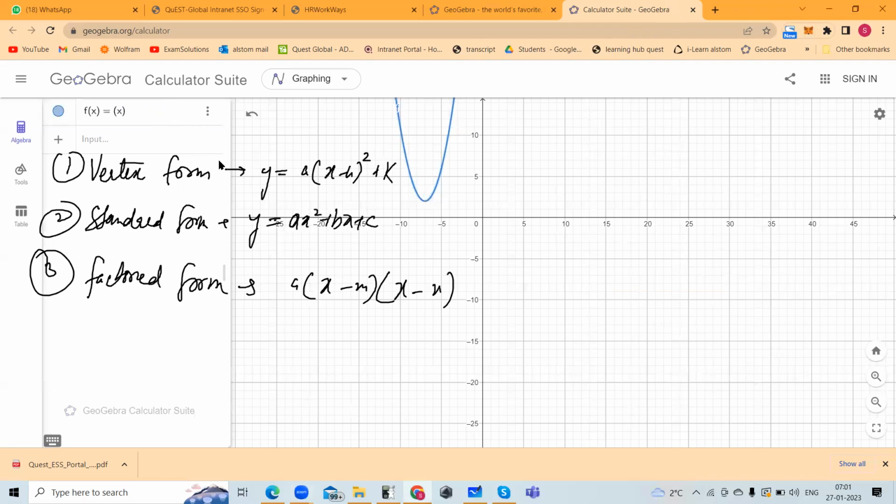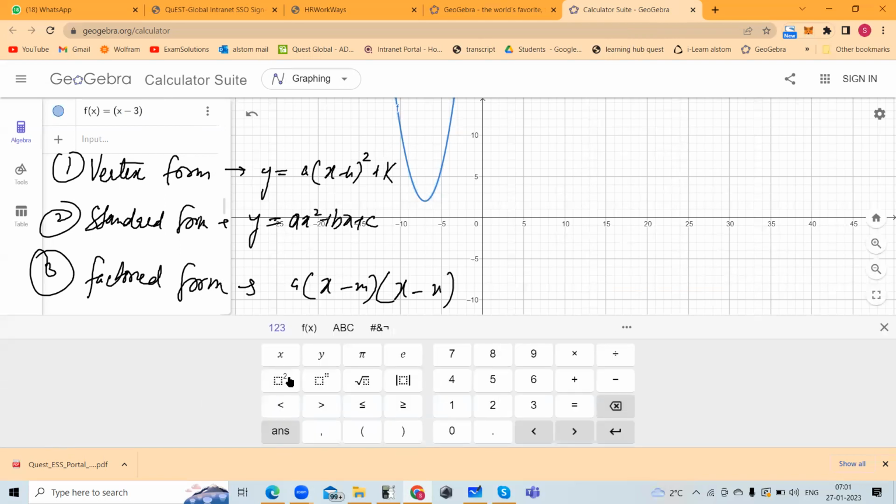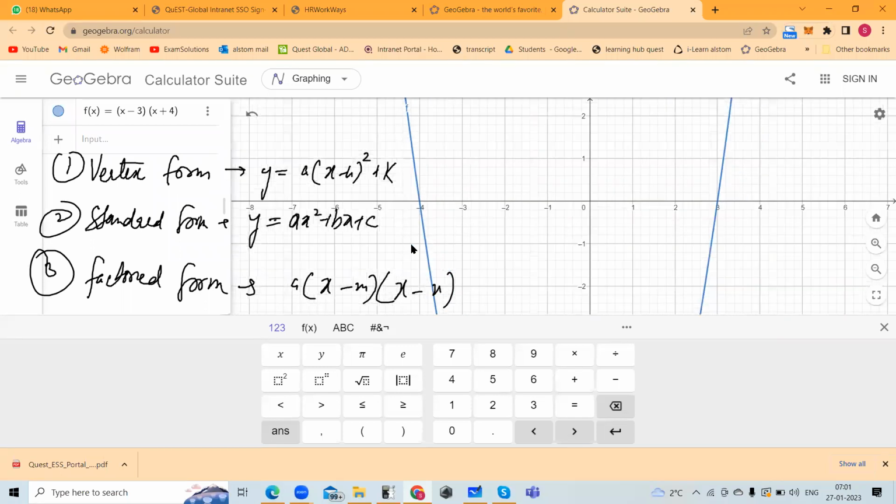So let's try to have an example for this. Let's try to write in a factored form, x minus 3 times x plus 4, enter. So see here, you're having a parabola which is directly having the x-intercepts as -4 and 3, and this will be given directly from this equation.